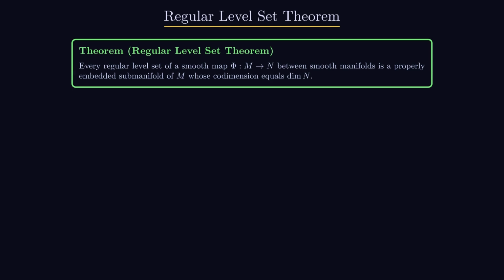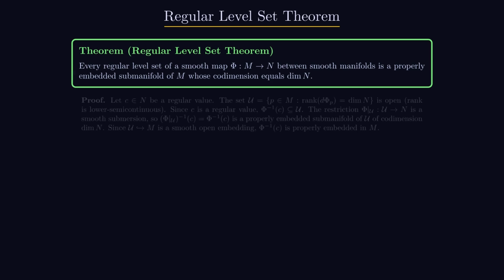The conclusion is that phi inverse of C is a properly embedded submanifold of M with codimension equal to the dimension of N. The proof reduces to the submersion case by restricting the domain. Define the open set U as the set of all points p in M where d phi at p has rank equal to the dimension of N, the set of regular points. This set is open by lower semi-continuity of rank. Since C is a regular value, every point of phi inverse of C belongs to U, so the level set sits entirely within U. The restriction of phi to U is now a smooth submersion.